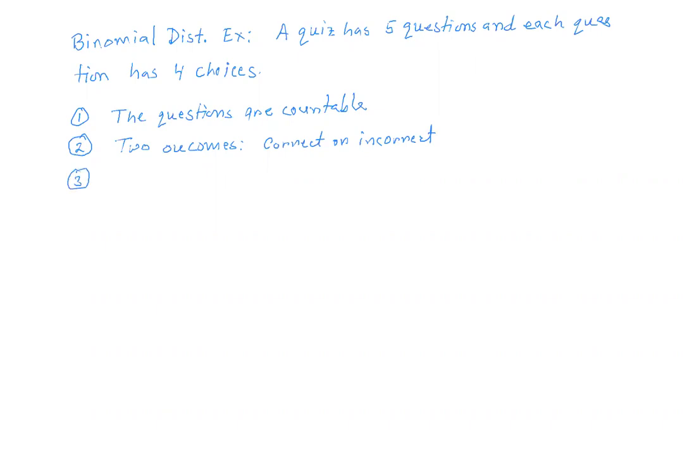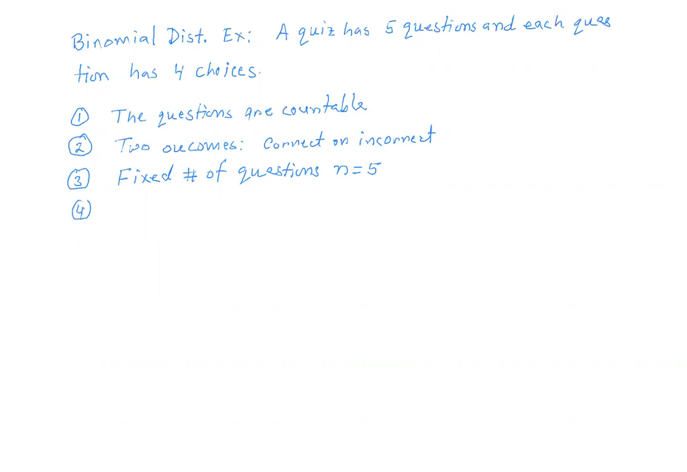Number 3, fixed number of questions. That one is actually number 2, I switched it, but it's okay. Fixed number of questions. In our case, how many questions do we have? Fixed number of questions, let's call it n, is equal to 5.